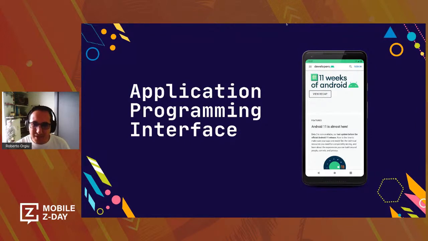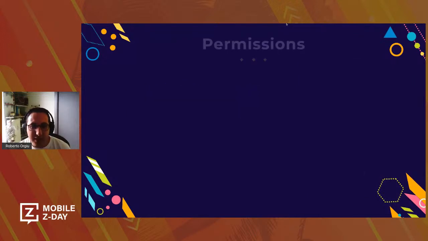So here we have an overview of d.android.com, which is where basically we Android developers spend most of our days. And in this talk, we'll explore some of the APIs that I recently found that are really, really interesting. So let's start right away with the first example. The first example is related to permissions.